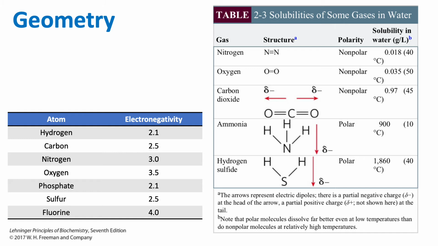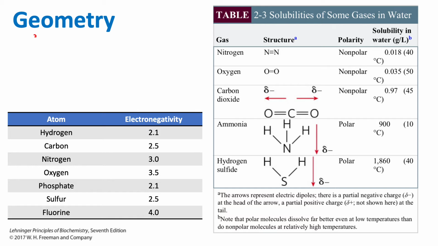Now, the second characteristic that determines whether a molecule is polar or non-polar is geometry. And geometry is very important because sometimes we may think that a molecule is polar because of the electronegativity difference, but it may not be because of the geometry.